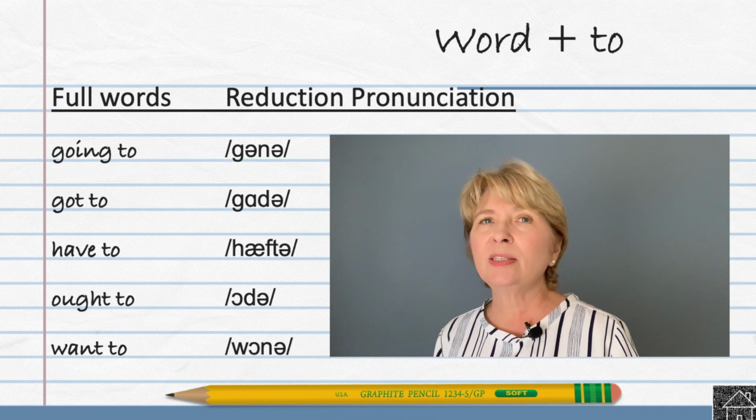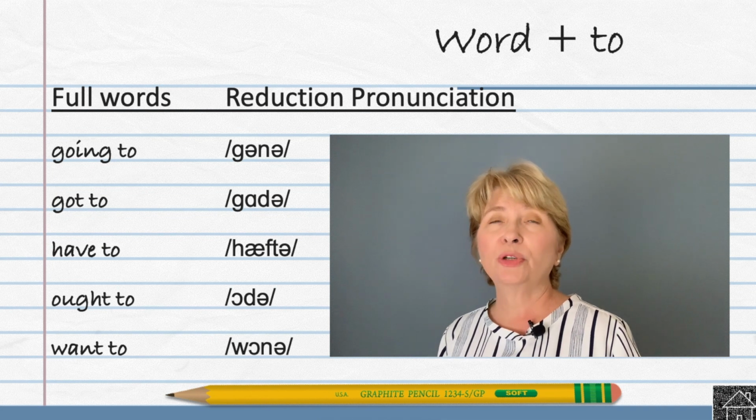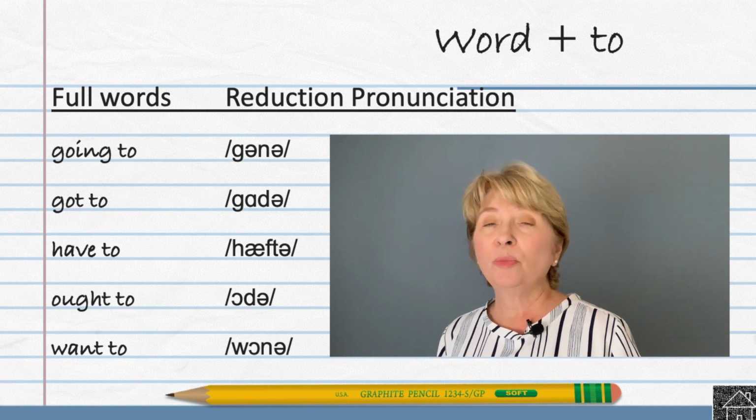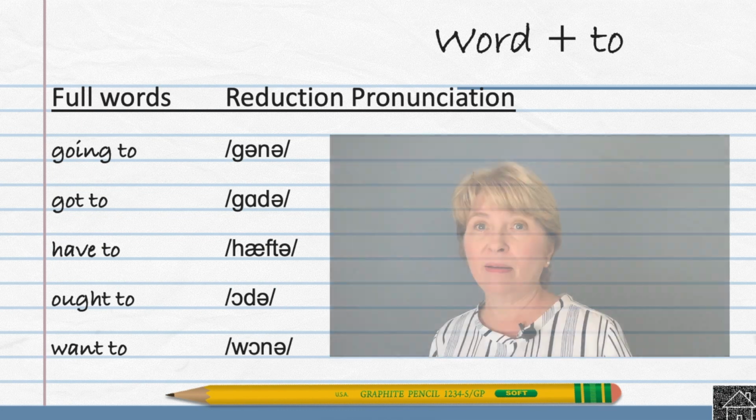A really common contraction form is when we put different words with the preposition to. Even when we just say the word to in a sentence, it usually just sounds like ta. For example, I might say, I'm going to the store. It's almost like I just made a T sound. Let's have a look at these words. Going to is almost always gonna. He's going to have a meeting at 10.